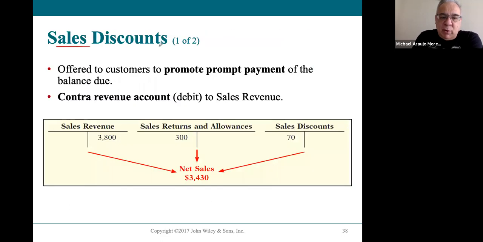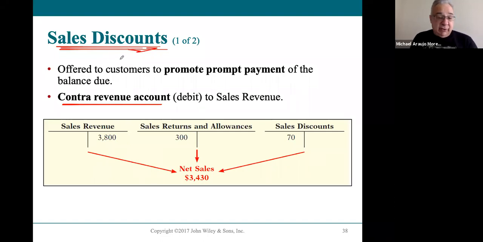All right, remember we gave Sock Stereo a chance to pay us early and get a discount. All right, so sales discounts is a real account. It's another revenue account, but it's a contra revenue account. In other words, the balance is on the debit side. And that's important. So every time a company pays us early and takes the discount, the difference is going to go into the sales discount account.